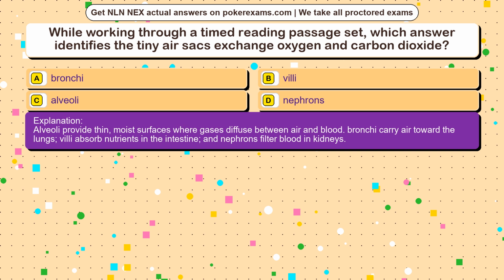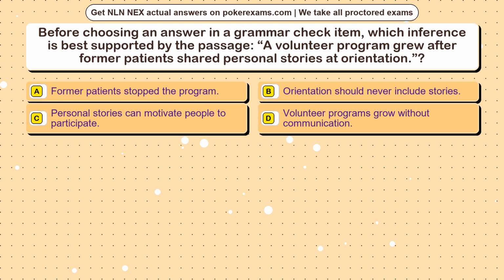Question 9. Before choosing an answer in a grammar check item, which inference is best supported by the passage? A volunteer program grew after former patients shared personal stories at orientation. Option A, former patients stopped the program. Option B, orientation should never include stories. Option C, personal stories can motivate people to participate. Option D, volunteer programs grow without communication.